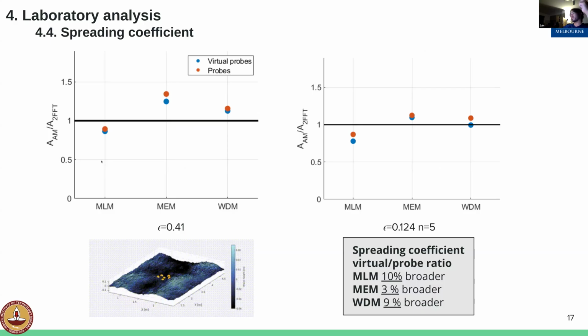Here I show the estimations from the physical probes in red and the estimations from the digitized surface in blue. We can see a consistently higher value obtained with the physical probes, which means that the spectra obtained with the physical probes tended to be narrower than the ones obtained from the digitized surface. The difference was on average around 10% broader. The ones for the virtual probe in relation to the physical probes for MEM was 3% broader, and WDM was 9%.